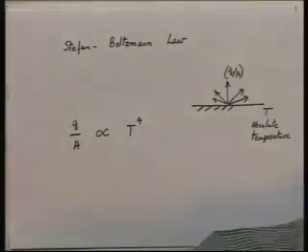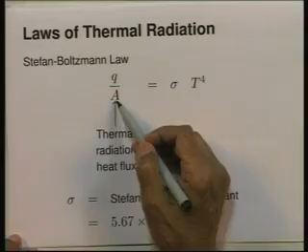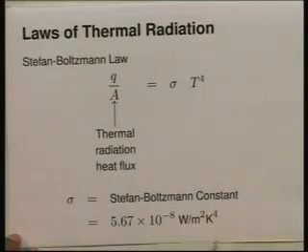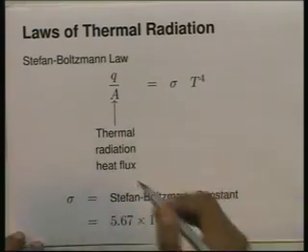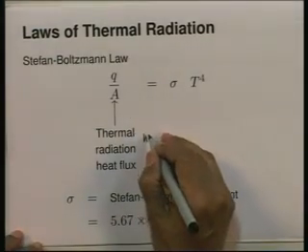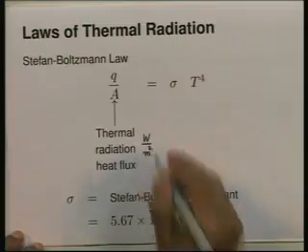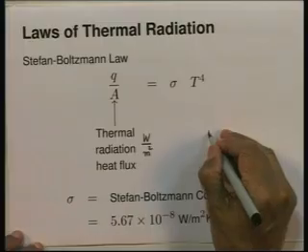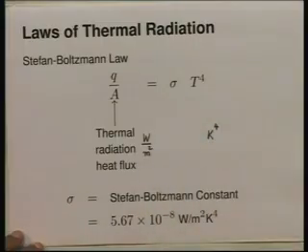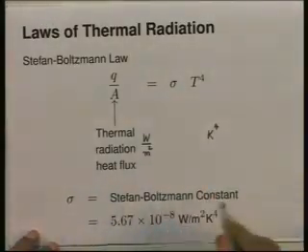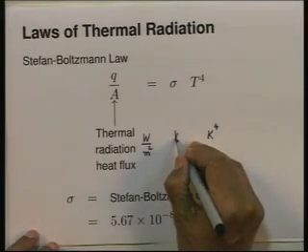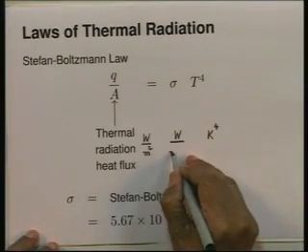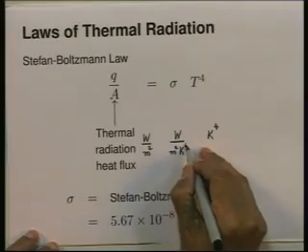Again, units would be the following. If I remove the proportionality sign and put in a constant, the statement of the law will become Q by A is equal to sigma T to the power of 4. Q by A would be in watts per meter squared, a heat flux due to thermal radiation. T to the power of 4 would be Kelvin to the power of 4, absolute temperature to the power of 4. So, the proportionality constant sigma, which is called the Stefan-Boltzmann constant, would have units of watts per meter squared Kelvin to the 4th.